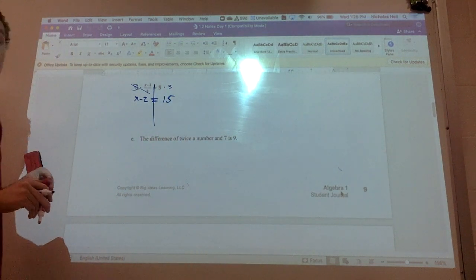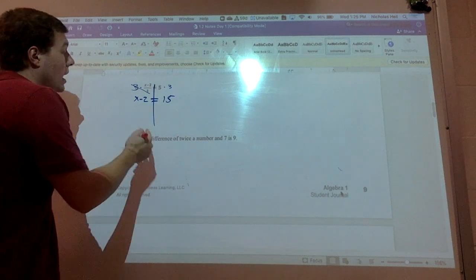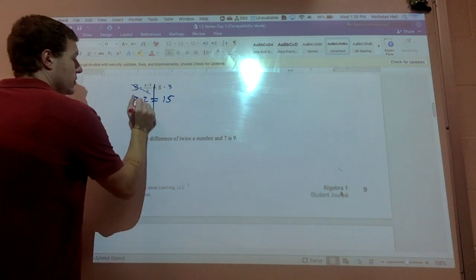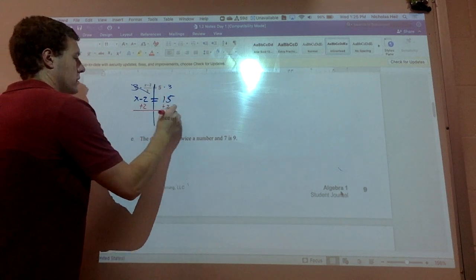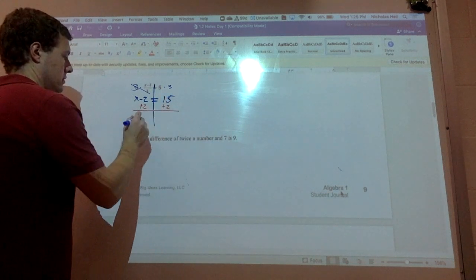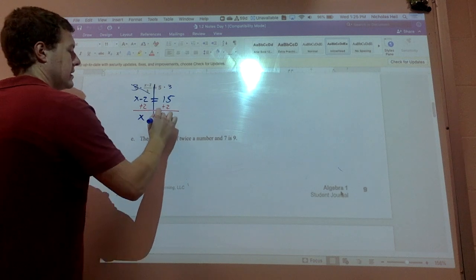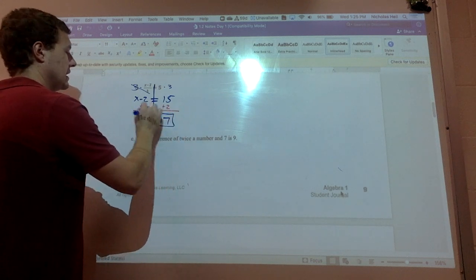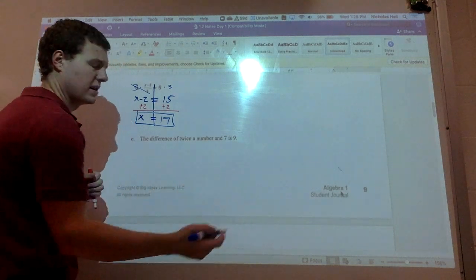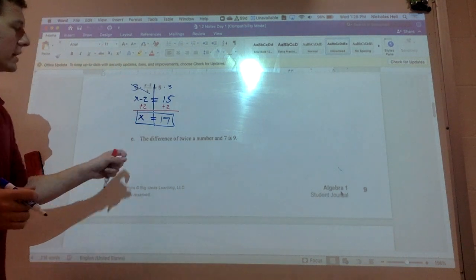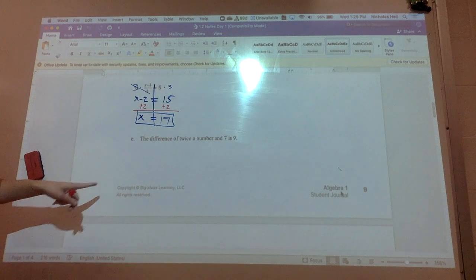Now we're almost done. This is only 2 steps. This is pretty easy. Get rid of that minus 2. Go ahead and do that on your own paper. You should get x equals 17, and that is your solution. Pretty quick, right? Last one, part E.